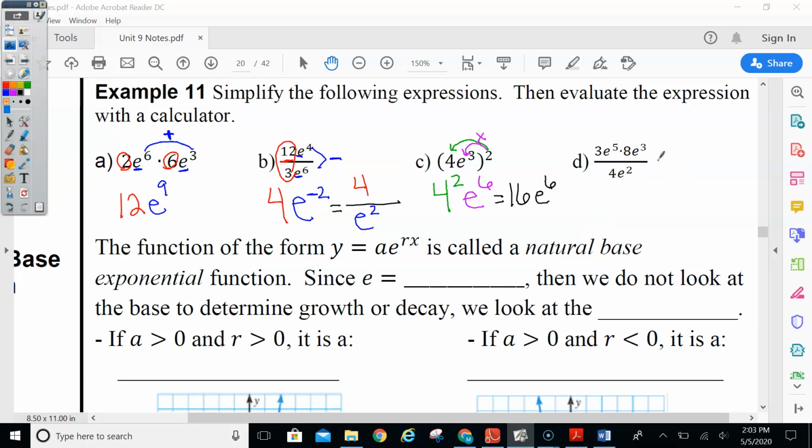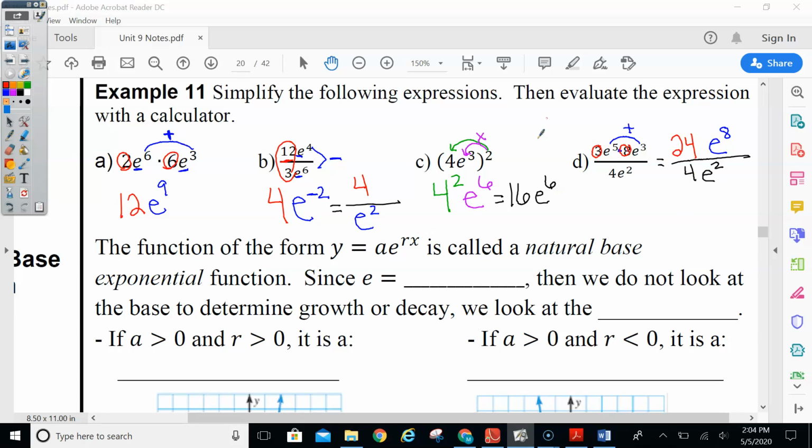So here, first, we're going to combine like terms in the numerator. So we're going to leave the denominator the same. I say combine like terms. It's not really combining like terms, but it's like combining like terms. Okay, so we combine the e's together. Since we are multiplying, we add these. So we're going to get e, 5 plus 3 is 8. The numbers we treat like normal though. The 8 and the 3 we multiply to get 24.